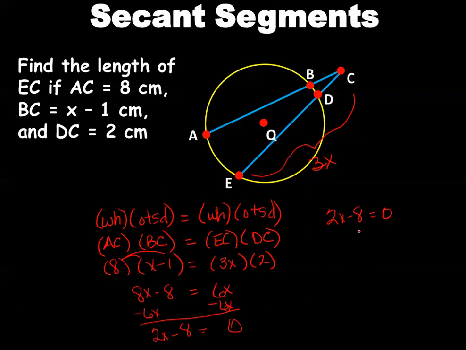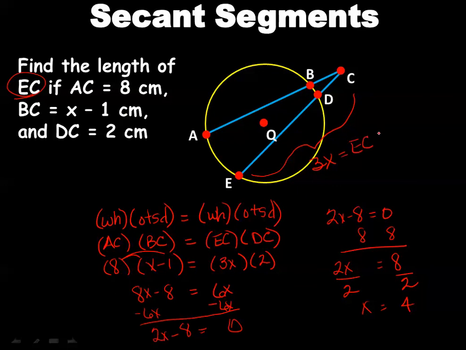2x minus 8 equals 0, so I'm going to add 8 to both sides. So 2x equals 8, divide both sides by 2. X is going to equal 4. Well, they wanted to find out what EC was, and it's not in the problem, but I know EC equals 3x. So I'm going to replace x with 4.